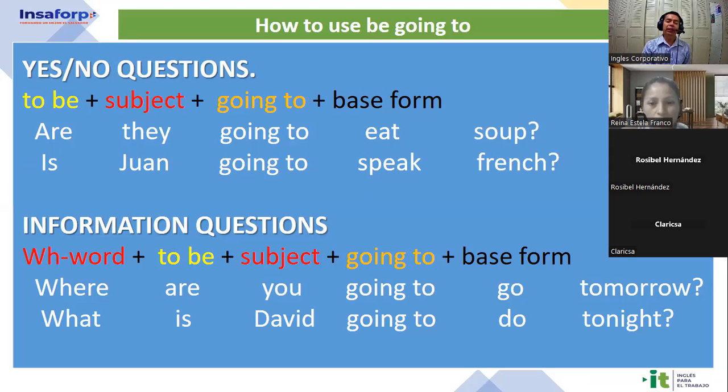Again, repeat after me again. Are they going to eat soup? Is Juan going to speak French? Where are you going to go tomorrow? What is David going to do tonight? Okay. Recuerden que la yes/no question tiene una rise in it. It's a rise. An information question has a fall in it. Down.